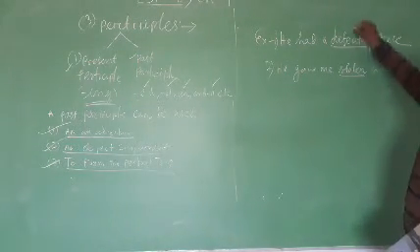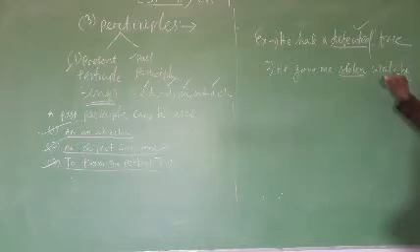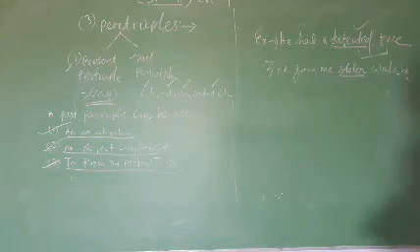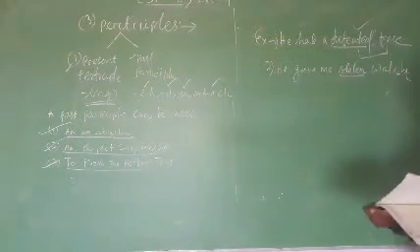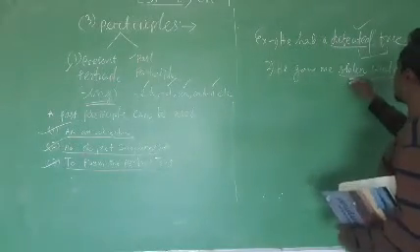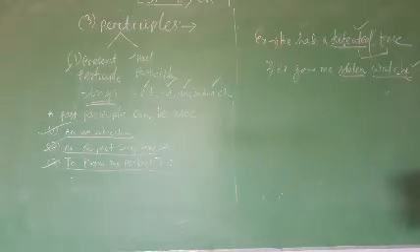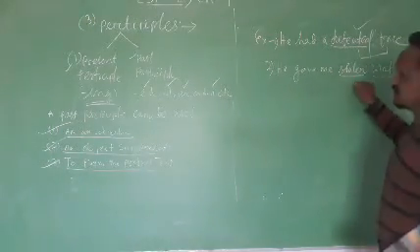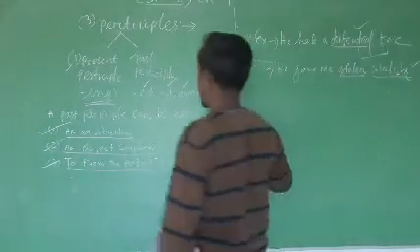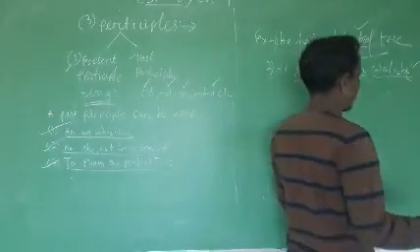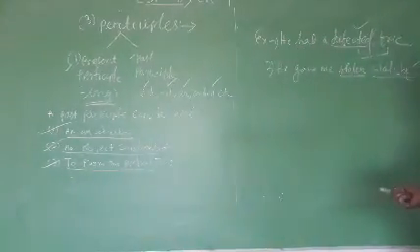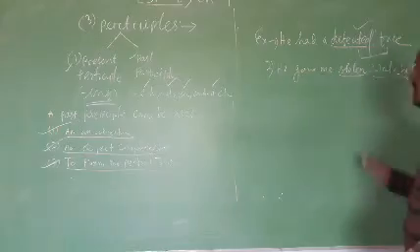It describes the noun place. In the second sentence, stolen describes the noun watch. So, defeated, stolen, these are participles, past participles, but they are used as an adjective in a sentence.